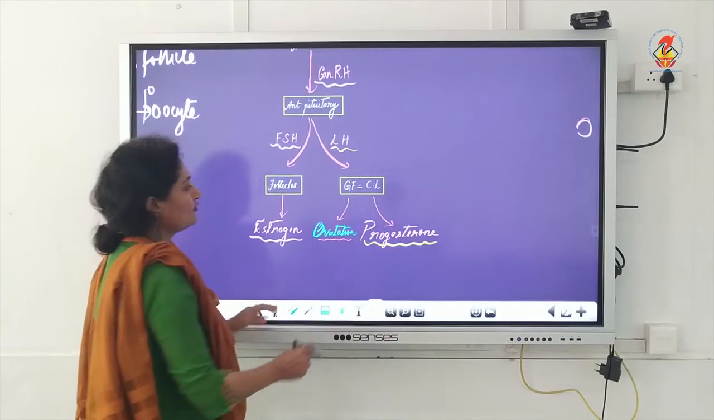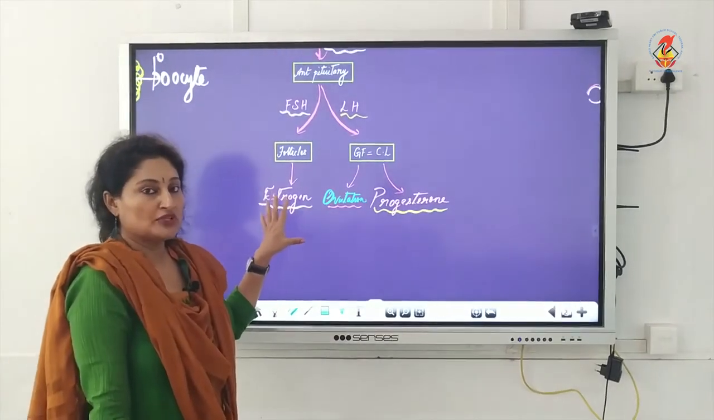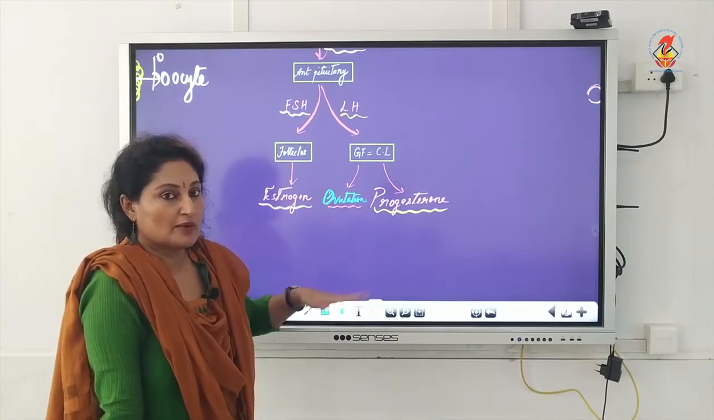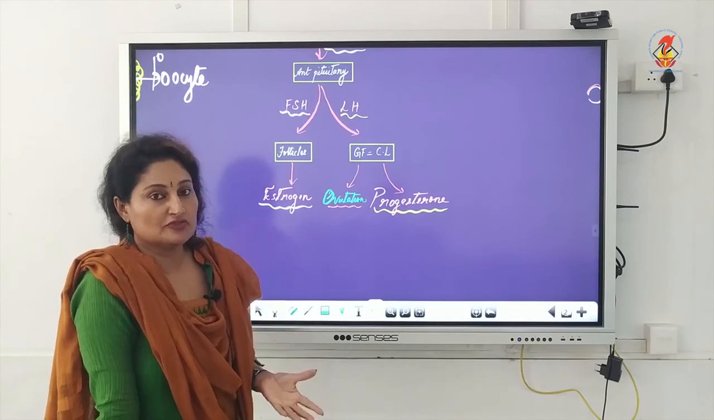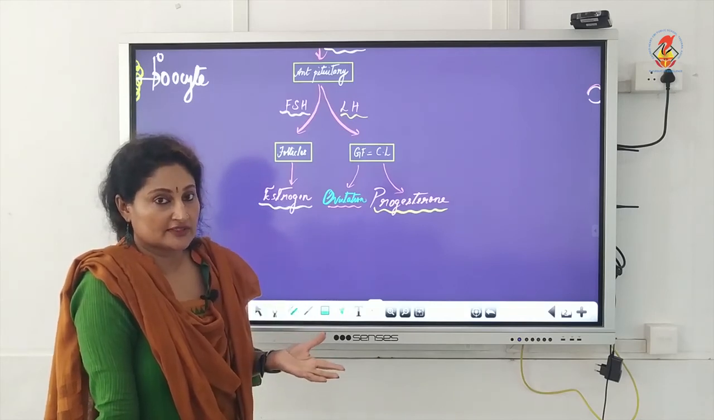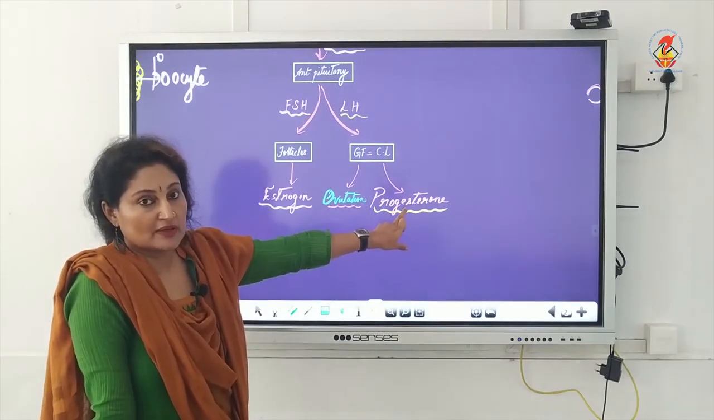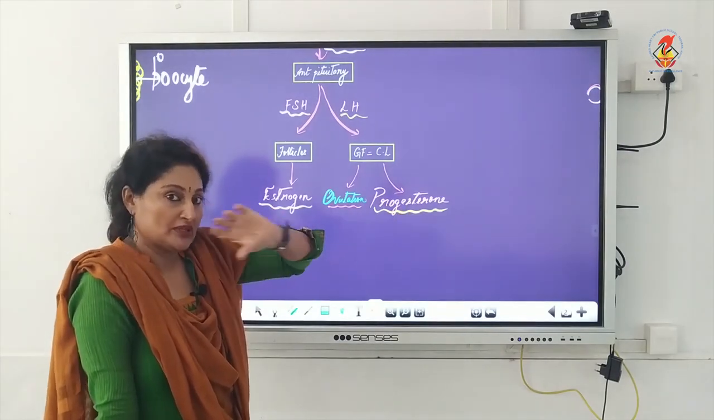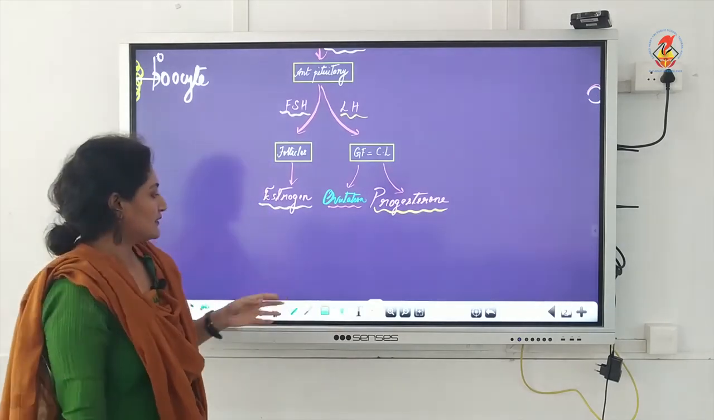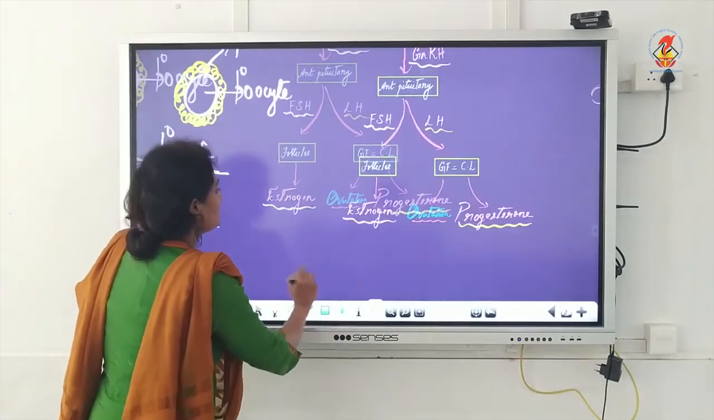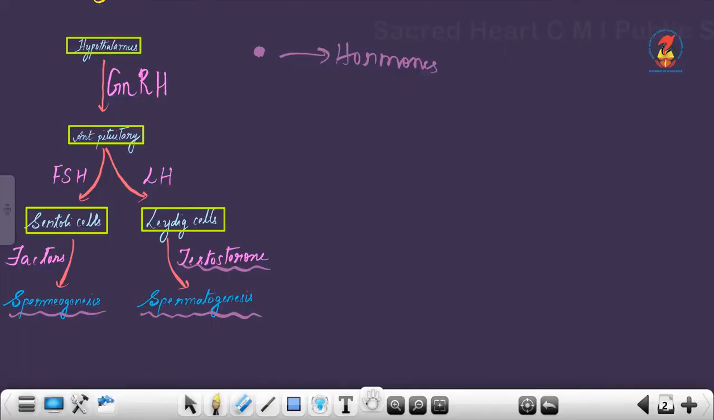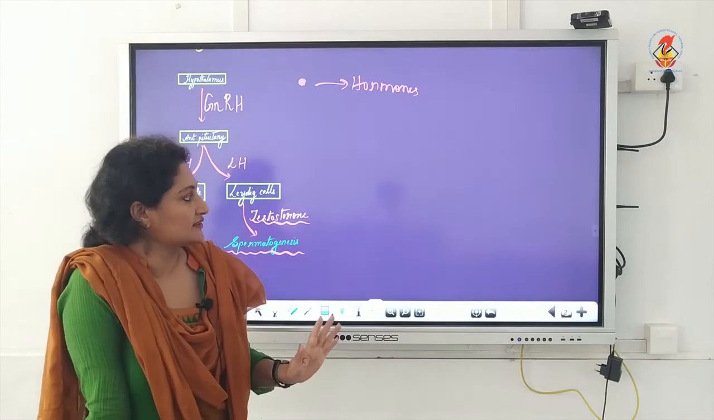And we know from lower classes that the female hormone estrogen is responsible for bringing about all the secondary sexual characters in females. And progesterone here is responsible, as I told you, for maintaining the endometrial lining for pregnancy. Similarly, on this side, testosterone is responsible for masculine characteristics, the secondary sexual characters in males.